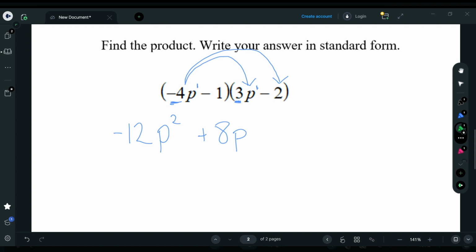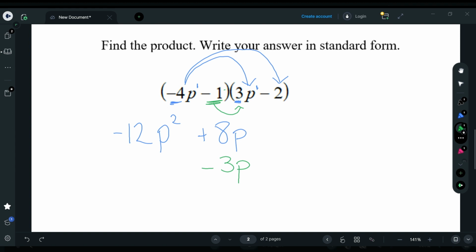Okay, now we need to go to the second term in our first binomial, which is the negative 1, and let's distribute that. Negative 1 times 3p is just going to give us a negative 3p. And what I'm going to do is line it up right underneath the p term that I already have. So notice that I wrote it here and not here. Why did I do that? Well, our final step is going to be combine like terms. And these two here are actually like terms because they both have the same variable with the same exponent.